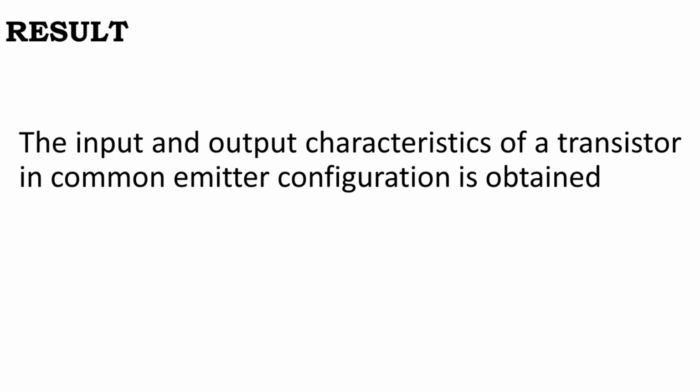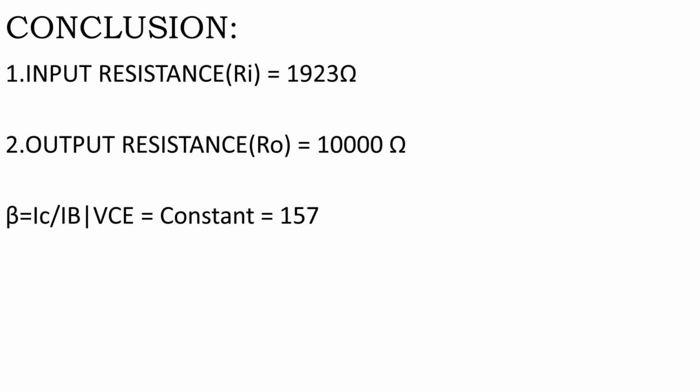Result. The input and output characteristics of the transistor in common emitter configuration are obtained. Conclusion. The value of input resistance is 1923 ohms. The output resistance is 10,000 ohms, and the value of beta is equal to 157.